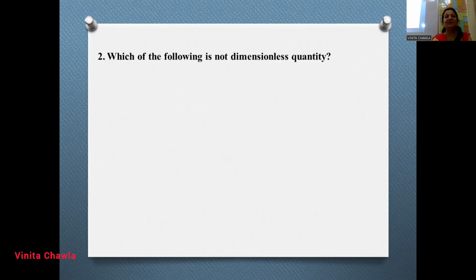Next, which of the following is not a dimensionless quantity? Angle, strain, specific gravity, density. Density has dimensions. It is not a dimensionless quantity.